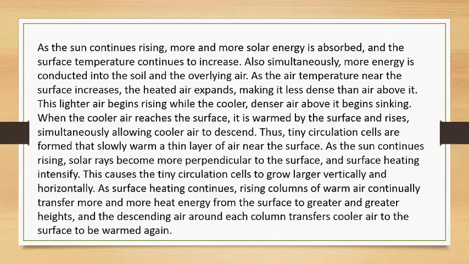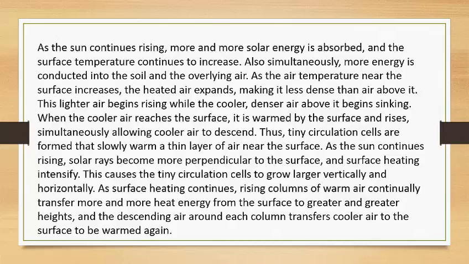When the cooler air reaches the surface, it is warmed by the surface and rises, simultaneously allowing cooler air to descend. Thus, tiny circulation cells are formed that slowly warm a thin layer of air near the surface. As the sun continues rising, solar rays become more perpendicular to the surface and surface heating intensifies. This causes the tiny circulation cells to grow larger vertically and horizontally.